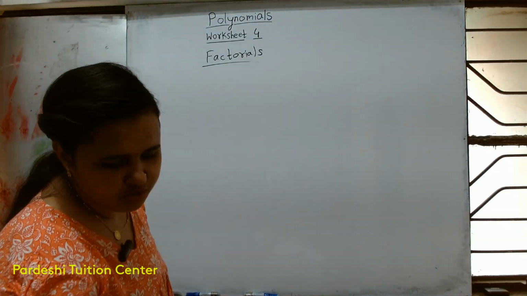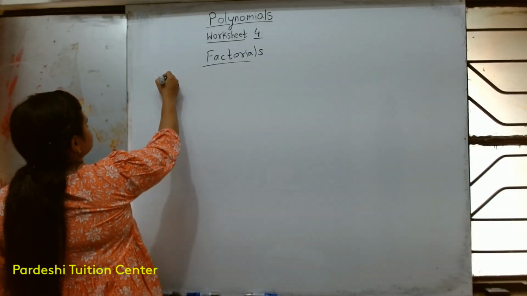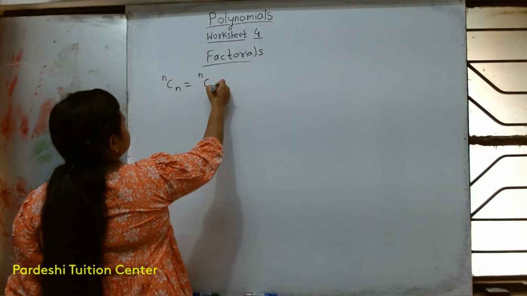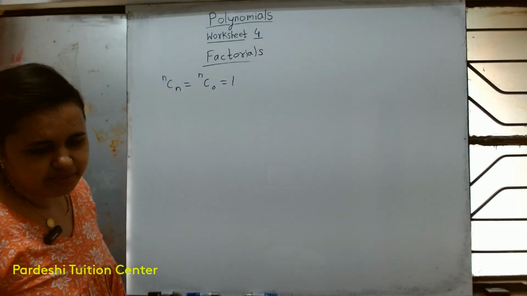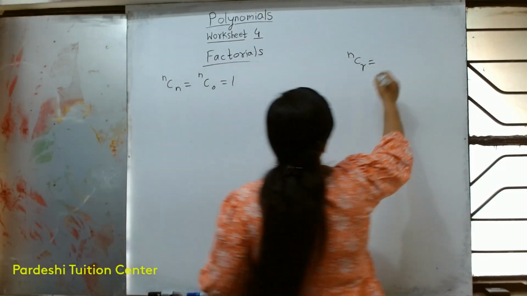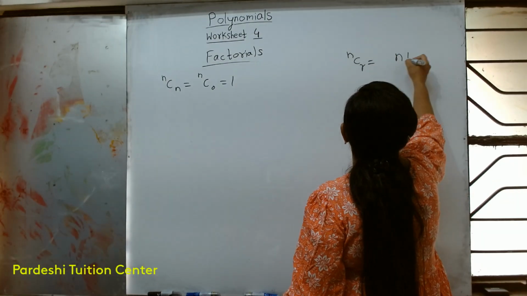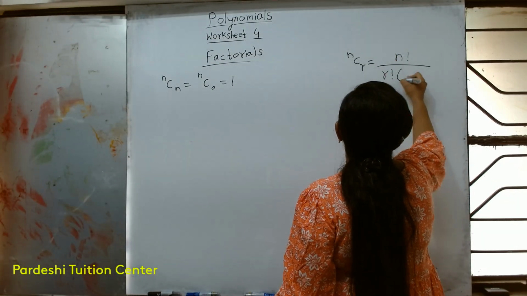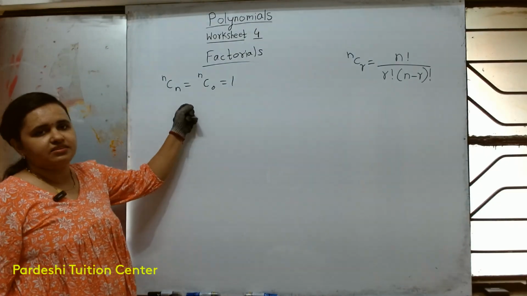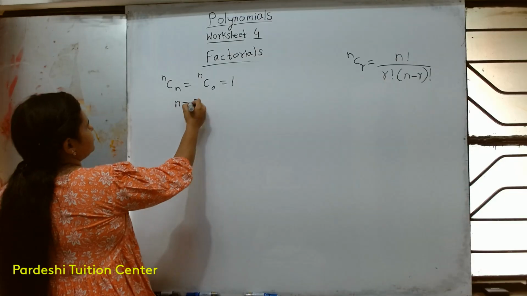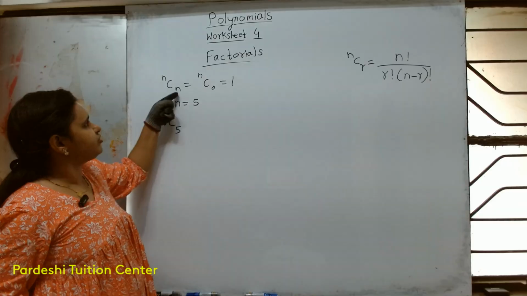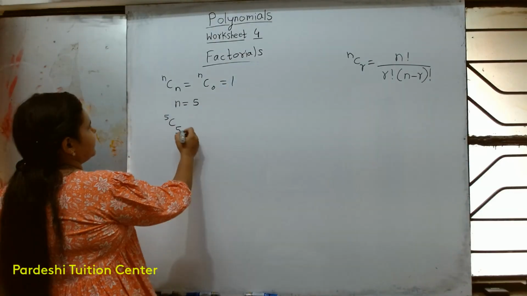Now our second formula is nCn equals nC0 equals 1. I write the basic formula here, it will be used in every problem. nCr is n factorial upon r factorial into n minus r factorial. Now nCn, if I take n equal to 5, it will be 5C5. Let us check it first. nCn is equal to 1, 5C5.